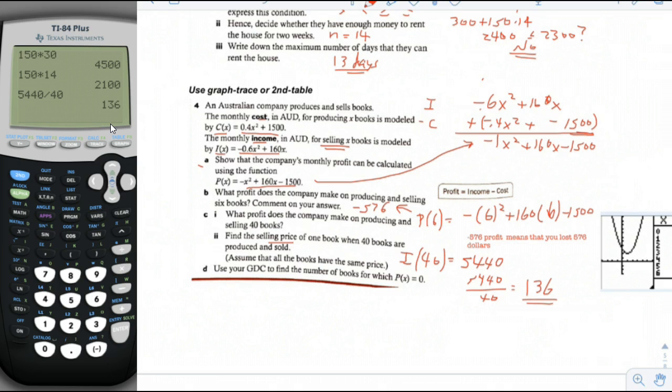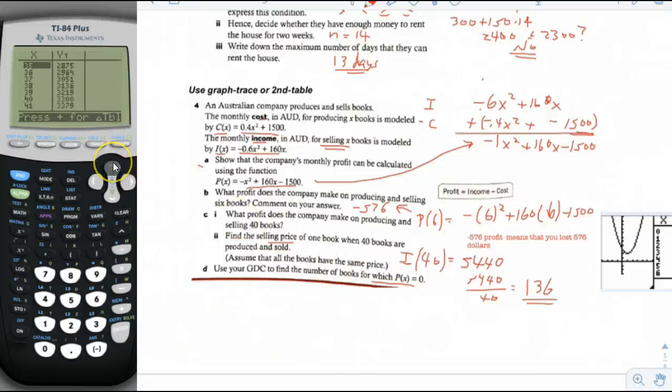All right. Use your GDC to find the number of books for which P of X equals 0. Okay, now we go back to y equals again. We're going to turn on the first equation, which is the profit equation, and then we're going to turn off the second equation, which is the income equation. We just used the income equation for the last part, but we don't need it anymore, so we'll just turn it off. Disable it by pressing enter on the equal sign. So now we'll look at the table again. And then it says to find the number of books for which P of X equals 0.